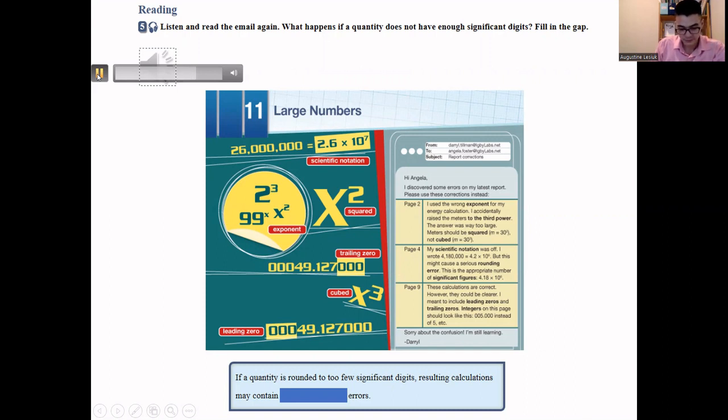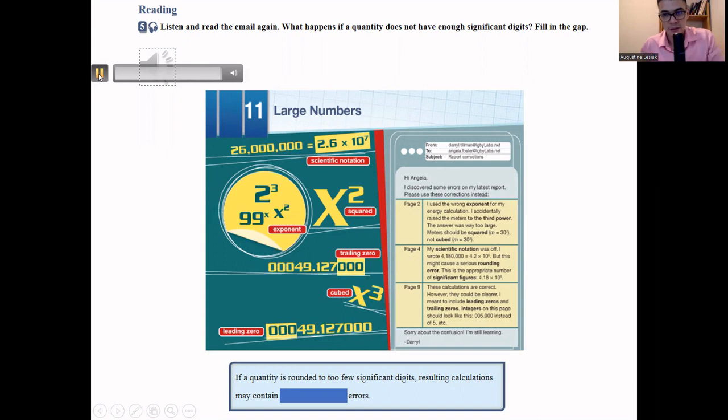Page 9. These calculations are correct. However, they could be clearer. I meant to include leading zeros and trailing zeros. Integers on this page look like this: 005.000 instead of 5, etc. Sorry about the confusion. I'm still learning. Daryl.